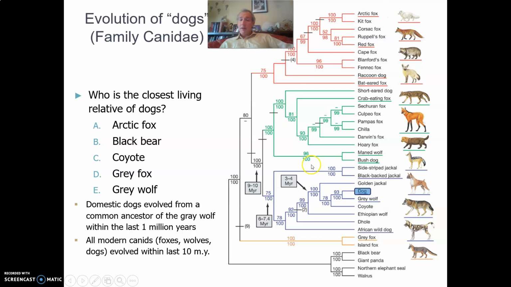And then all of the members of this family only go back maybe 10 million years. So this is a long time for you, but geologically, this is really recent. The last thing you call a dinosaur went extinct around 65, 66 million years ago. And so for 50 million years after dinosaurs existed, nothing like wolves and dogs and foxes existed. This is a pretty new group of life, which is pretty awesome.